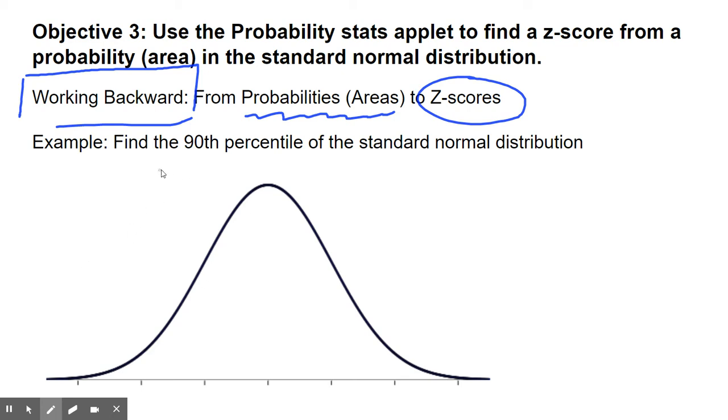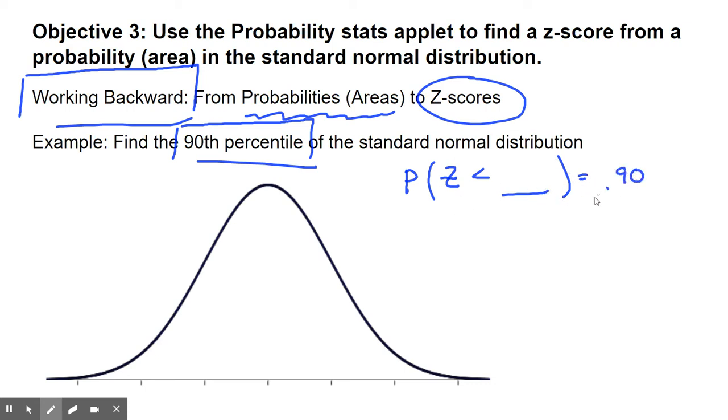So for example here, we're going to find the 90th percentile of the standard normal distribution. Remember that if I'm at the 90th percentile, that means that 90% of the data is less than me. So I am looking for the probability that some z-score is less than some number, and this probability is going to equal 0.90, 90%. I'm trying to find this z value so that the area less than it is 0.90.